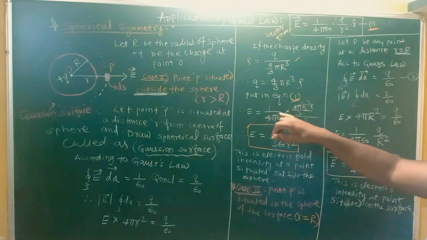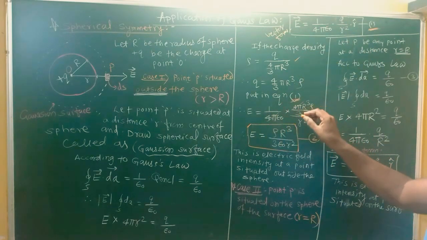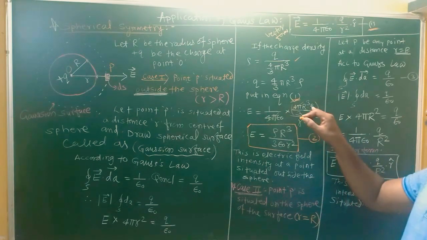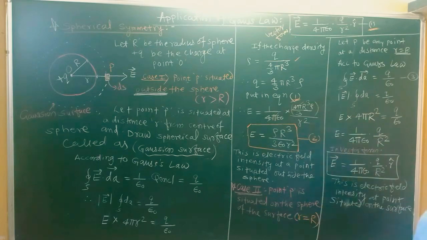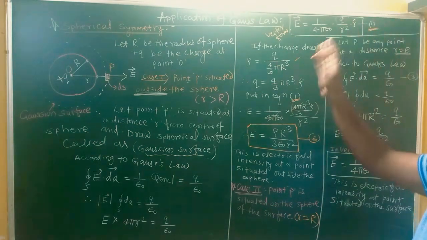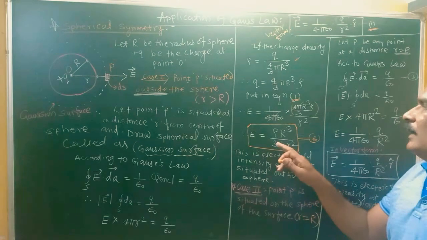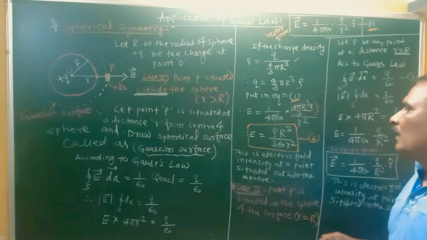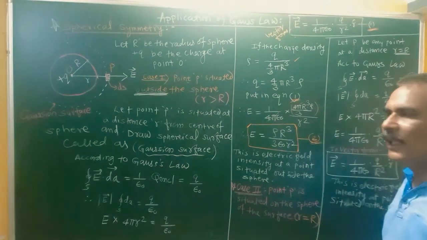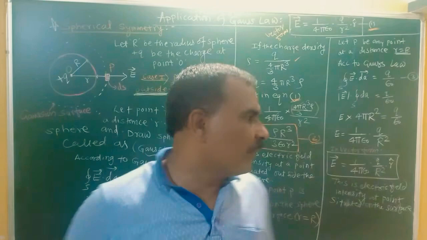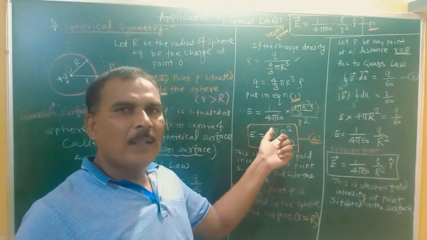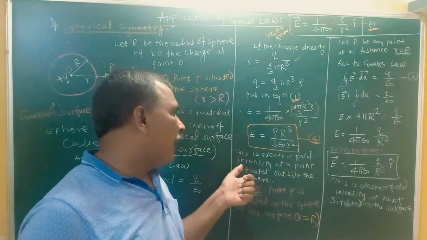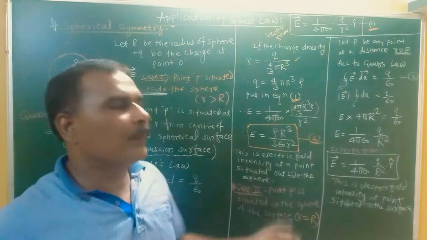And we get 1 upon 4 pi epsilon 0 as it is. The value of Q is 4 pi r cube into rho divided by 3, divided by r square. We don't write r cap because it takes the magnitude. Therefore E is equal to rho into r cube divided by 3 epsilon 0 into r square. This is one of the formulas for the electric field intensity in terms of charge density, at a point outside the spherical field.